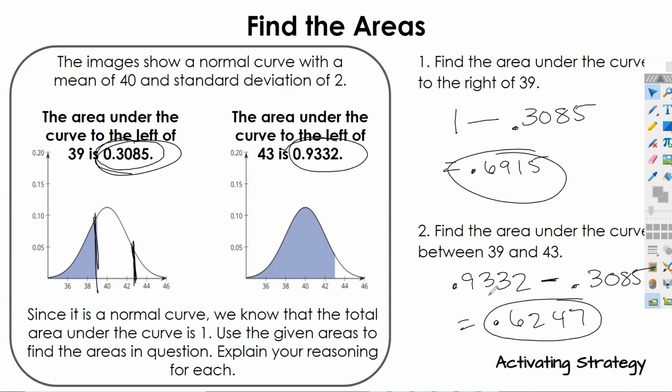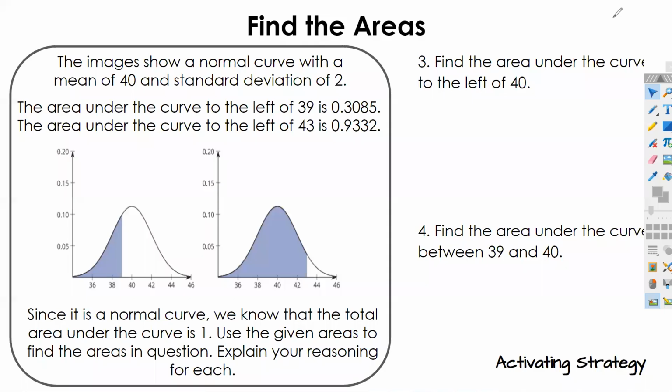So when you see the word between, you're going to subtract 2 numbers. If you see the words to the right of, you're going to do 1 minus whatever that number is. Those are going to be something that you're going to need to know. Between, subtract. To the right of, 1 minus whatever.